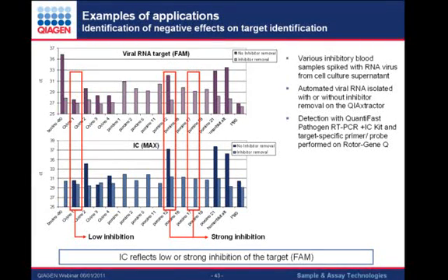For example, you can see here an ovine blood sample on the left that was only very slightly inhibitory without inhibitor removal. And the other two here are two porcine blood samples that were more inhibitory. In this case, the IC shows a strong shift from about 27 to 32 without inhibitor removal. And in this case here, there is no signal for the viral RNA at all.